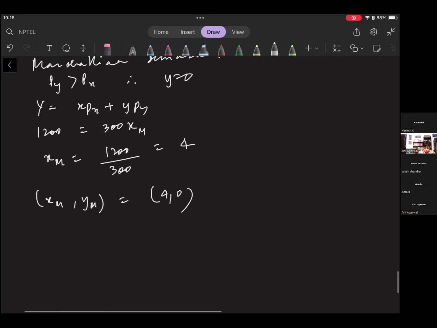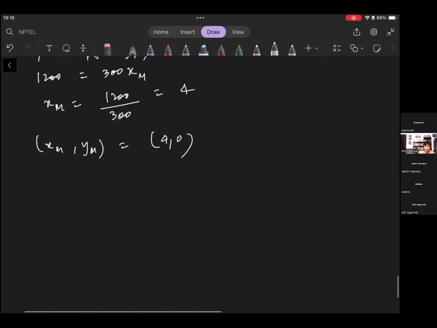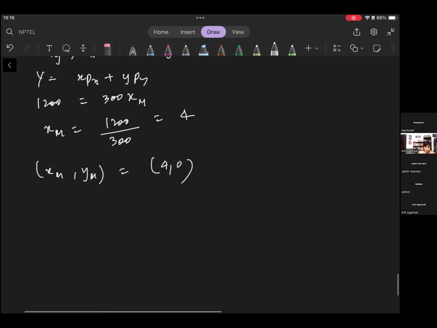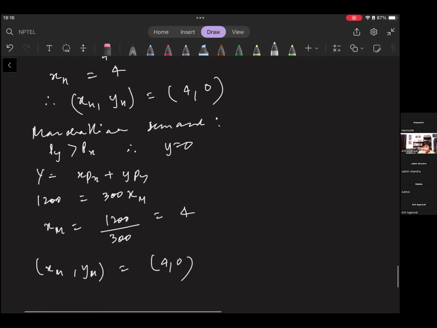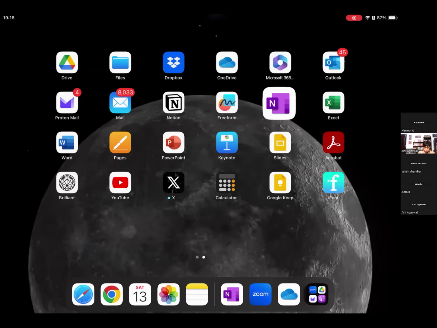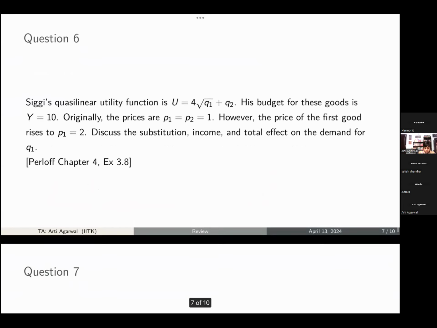So xm is equal to 4, and it so happens that in this case, your Hicksian as well as Marshallian demand vectors come out to be the same, but it may not always be the case. Just be careful. Okay. Questions? No? Okay. Let's go to the next question.